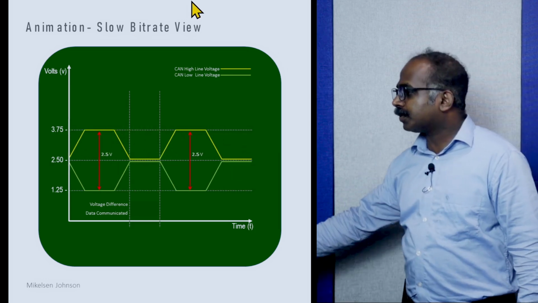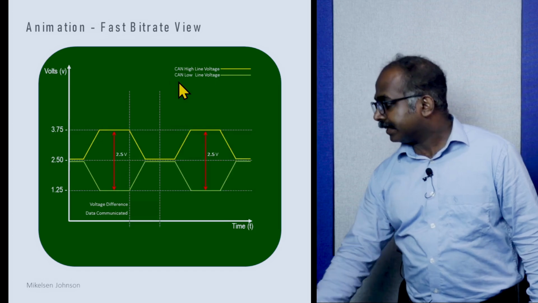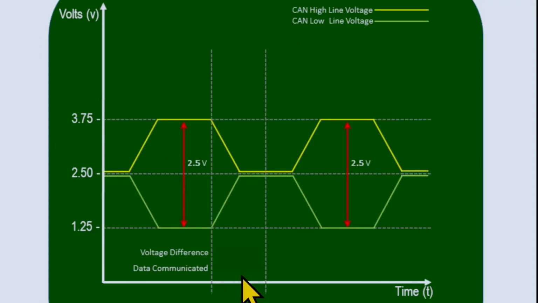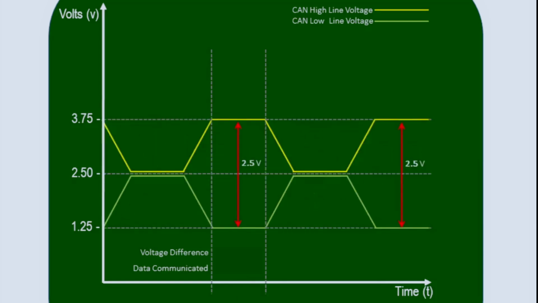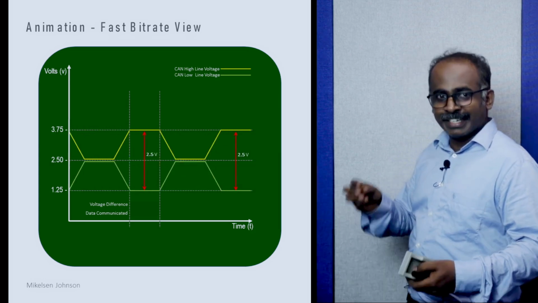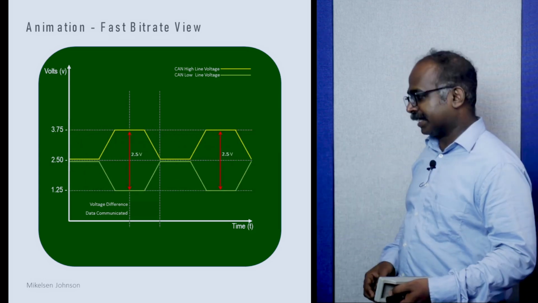When the communication moves faster, it's like that. You can see here now the communication is moving faster, very faster. 1, 0, 1s. In a real world situation, the communication will be much faster than this. For your understanding, this animation is made in a very slow way. That's the way you're able to understand this.